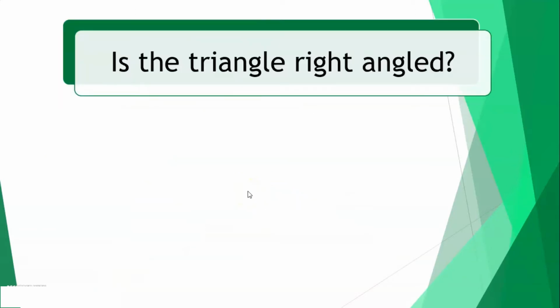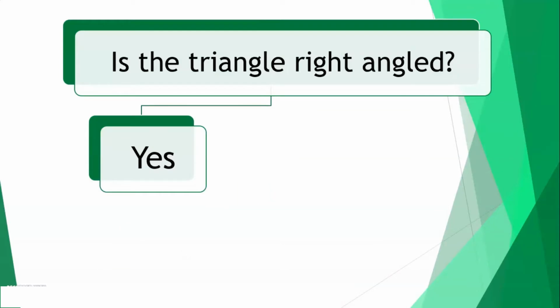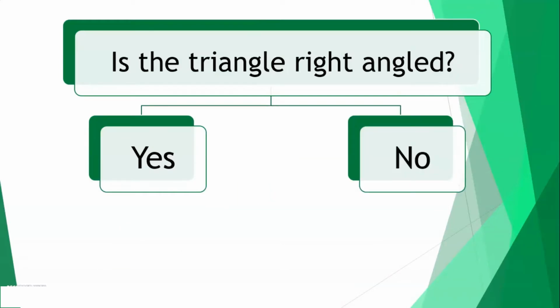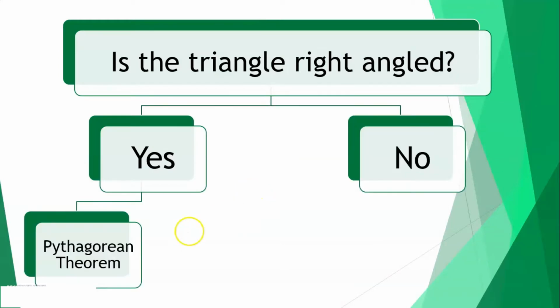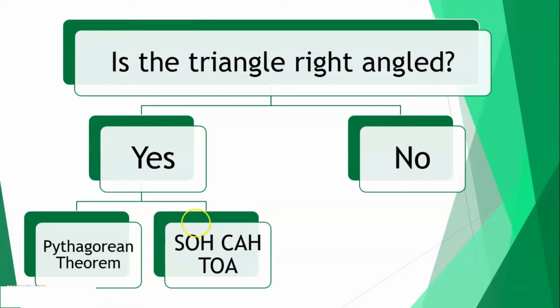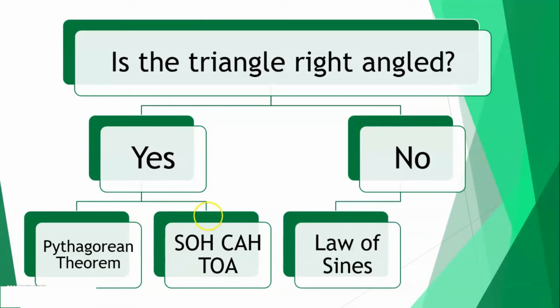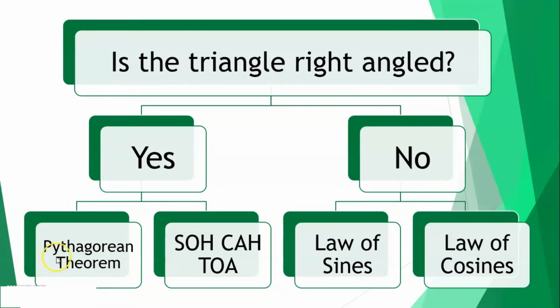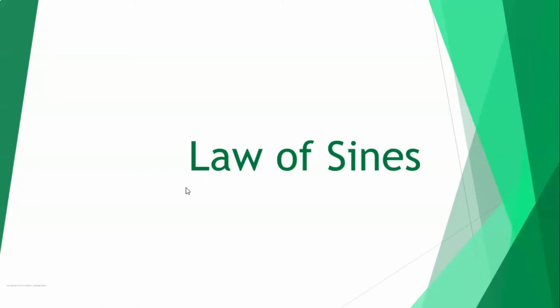Now, there are two possibilities. Is the triangle right angled? Now, you can answer yes or no. If you answer yes, you can make use of the Pythagorean theorem or SOHCAHTOA. If you answer no, then you can make use of the law of sines and the law of cosines. So let's start with the law of sines.